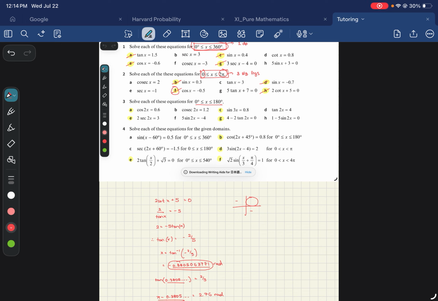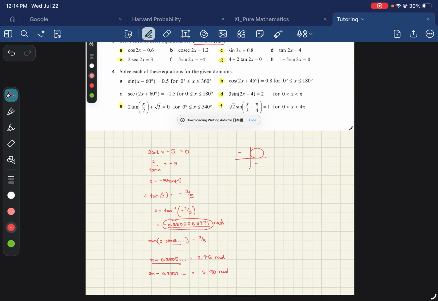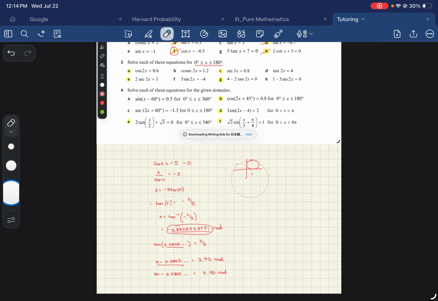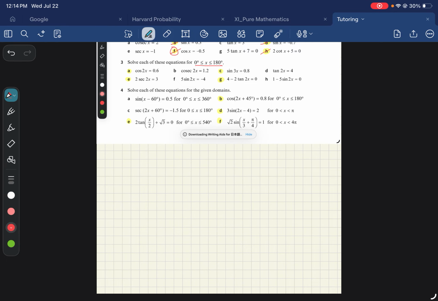So if it's with negative values, usually we want to try to figure out the acute value in the first quadrant, and then we will use that acute value to send the angle into the quadrant where it's negative or positive. So we just want to think in terms of that. And I hope this explanation was clear. All right, so we're just abusing symmetry at this point.